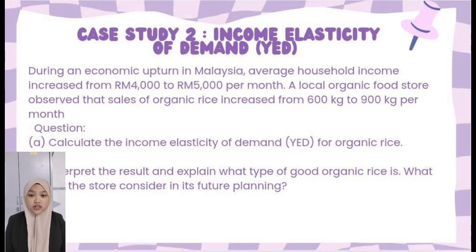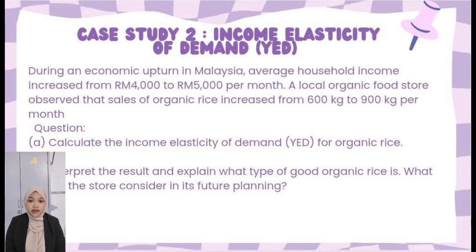Assalamualaikum. My name is Nurul Inshirah Baina binti Idris. My ID number is BMI 2403022. So today I will present case study 2, which is income elasticity of demand. The question is, during an economic upturn in Malaysia, average household income increased from 4,000 to 5,000 per month. A local organic food store observed that sales of organic rice increased from 600 kilograms to 900 kilograms per month.